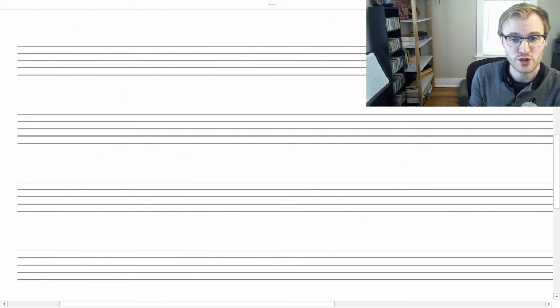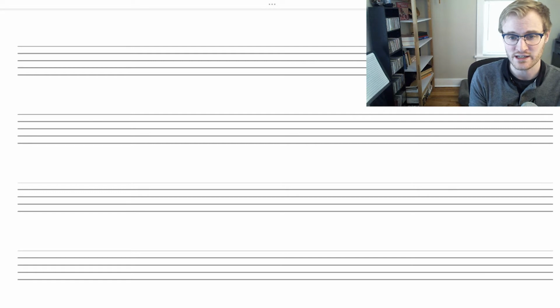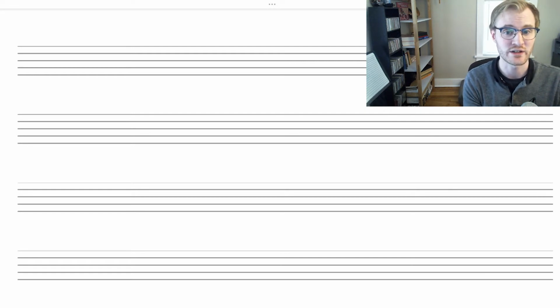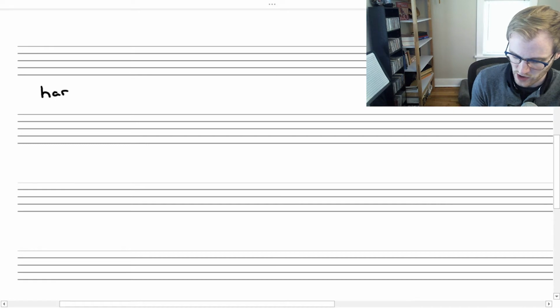We have two primary distinctions for how intervals occur over time in music. This doesn't change the distance of the interval itself, but it will require a slightly different label in context. What I'm talking about is the difference between what we would call harmonic intervals versus melodic intervals.